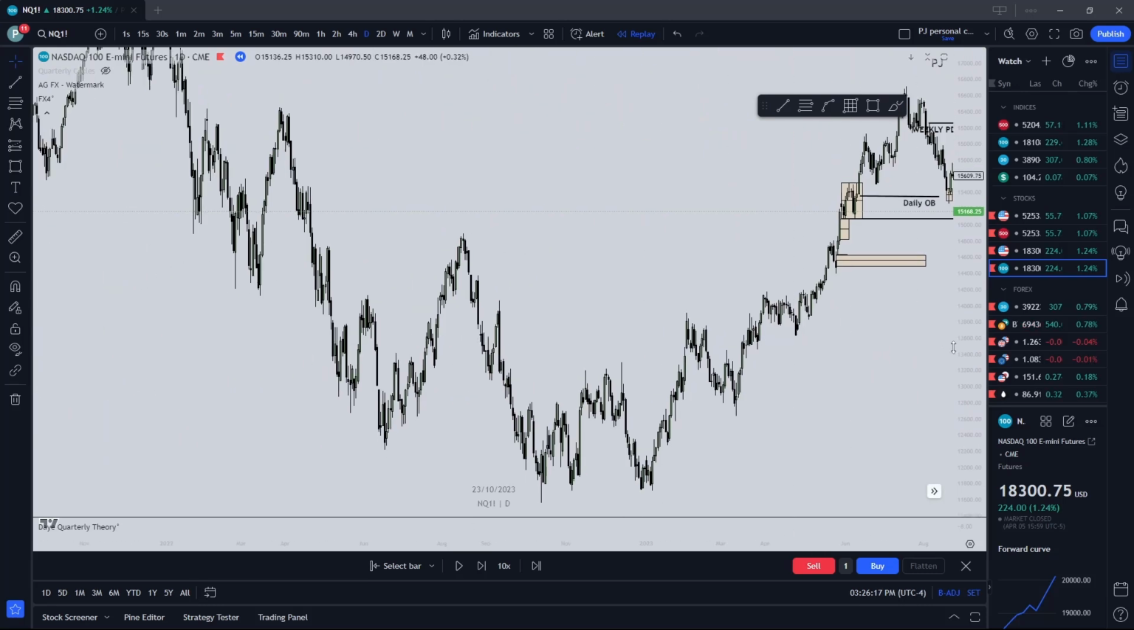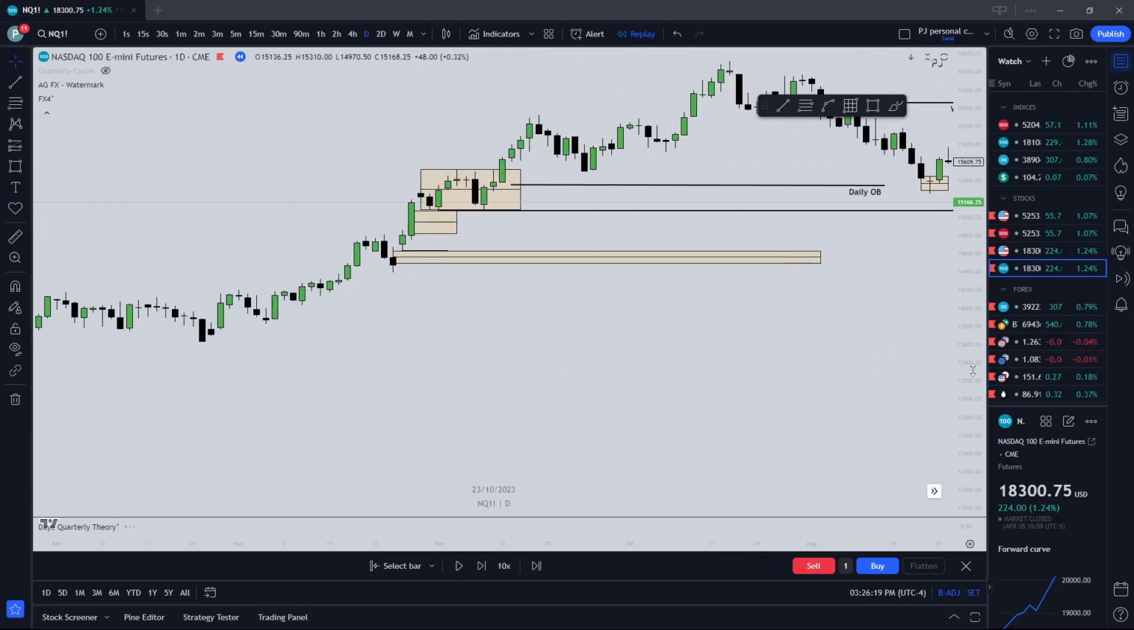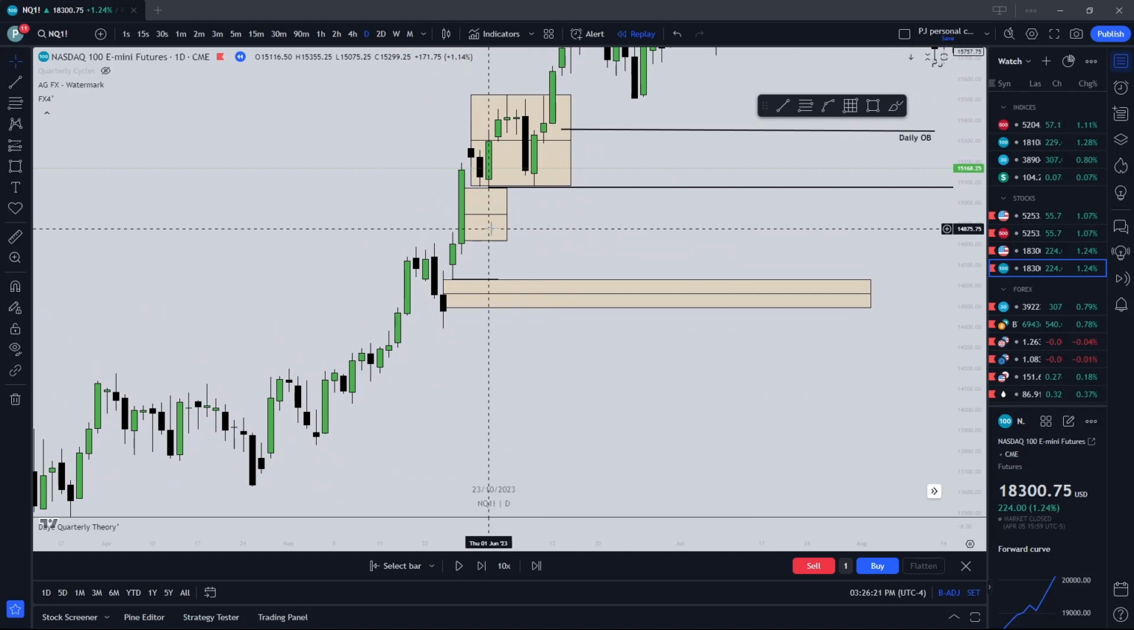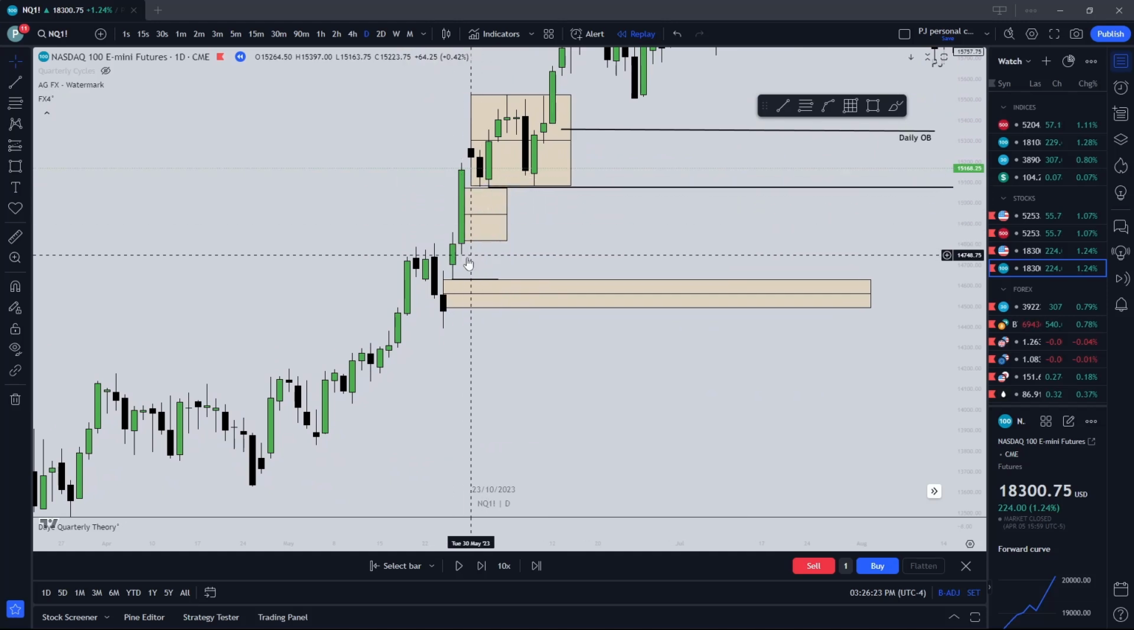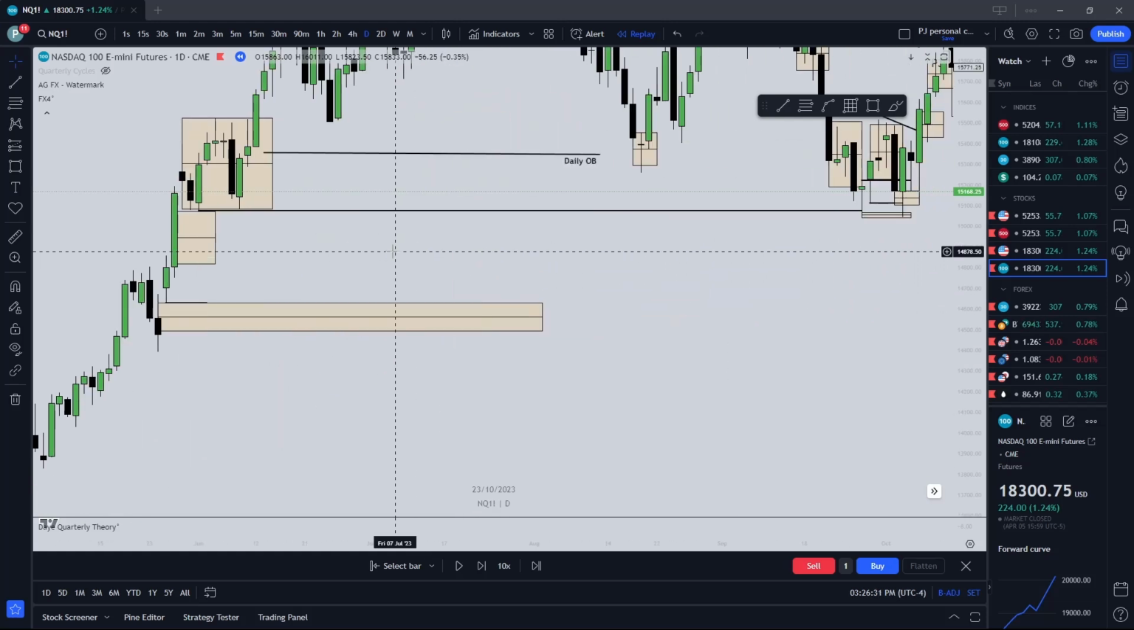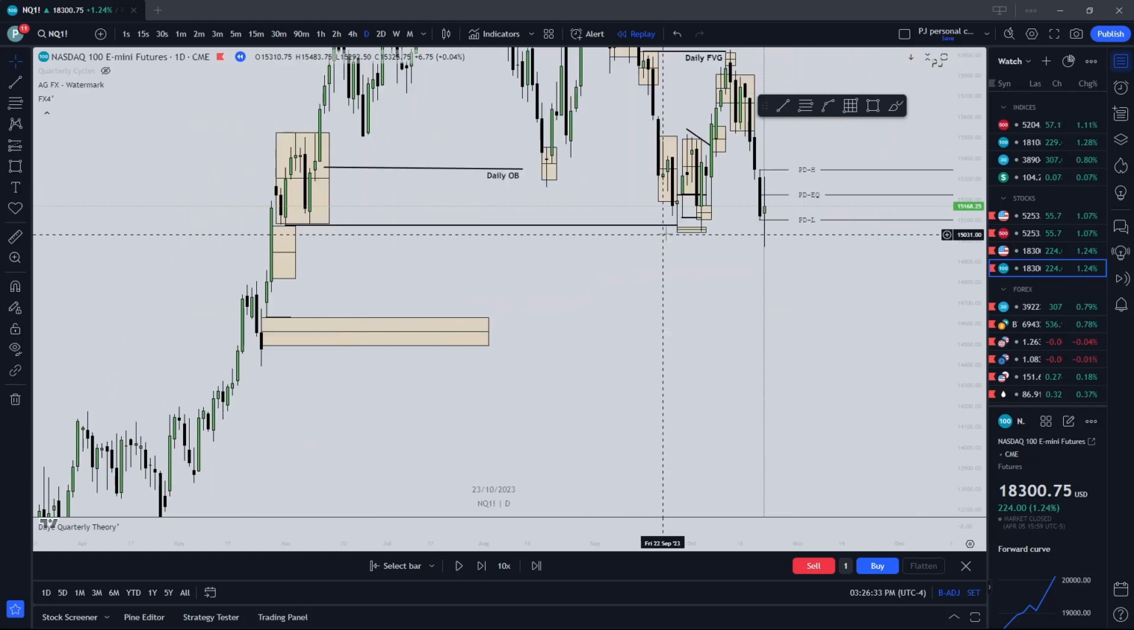So we look, we see that we have one daily fair value gap and then a volume imbalance with another small fair value gap. More equal lows generated liquidity and a long wick candle on the daily like this.